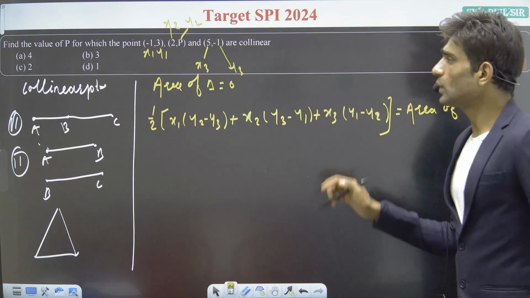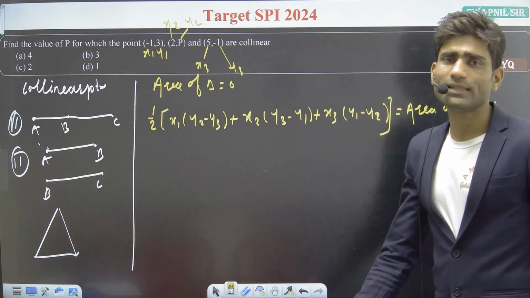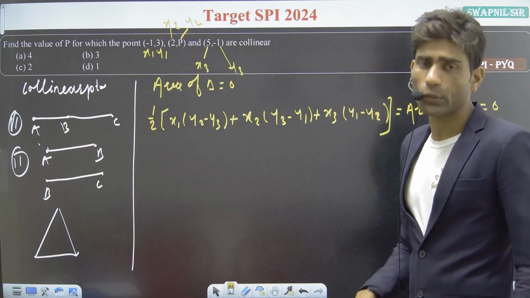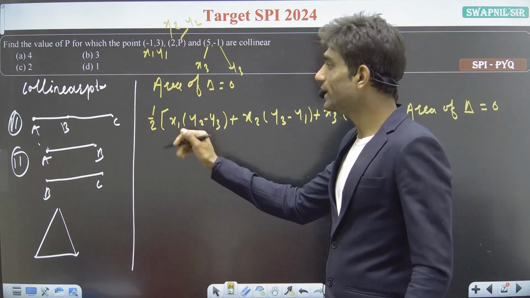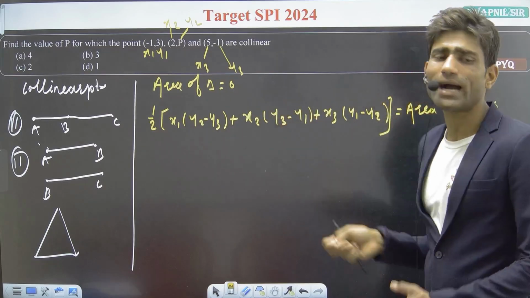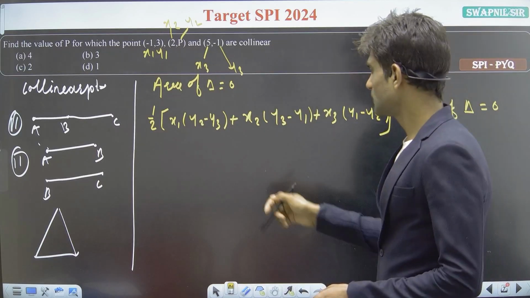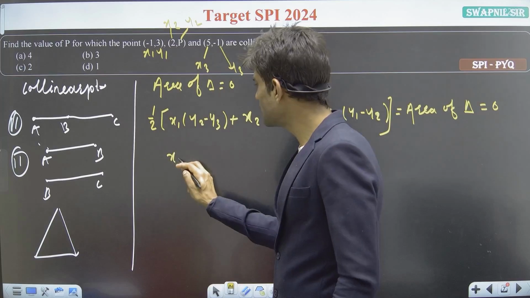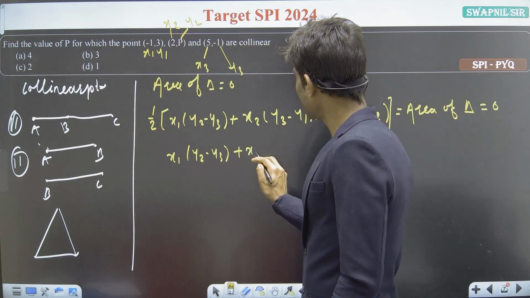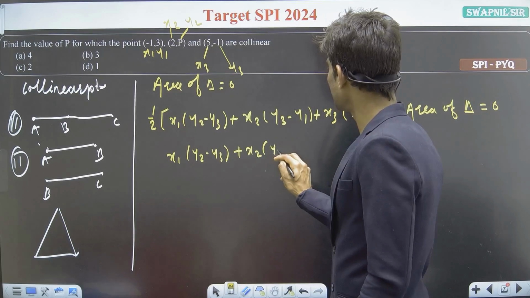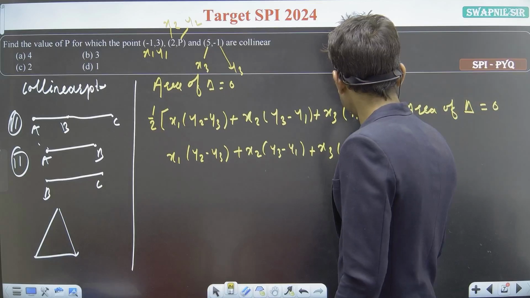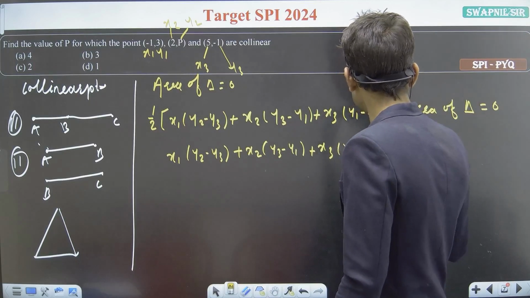Put all these values in our result and you will get the area of the triangle. Now if this entire value goes to 0, then the 2 is also going to 0 because 2 is the denominator here. When we take it to the other side, it goes to 0. So the leftover term is x1(y2 minus y3) plus x2(y3 minus y1) plus x3(y1 minus y2), which is equal to 0 here.